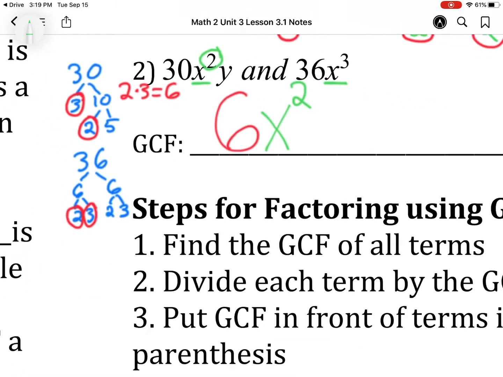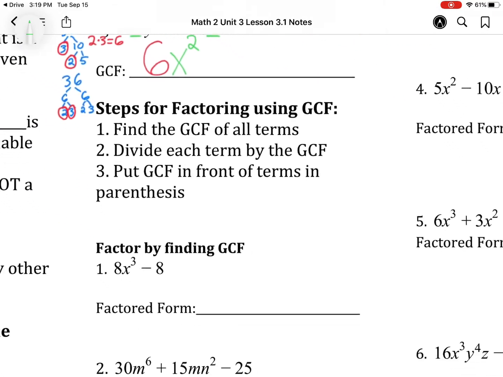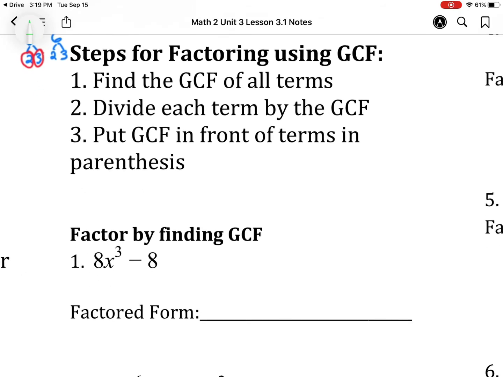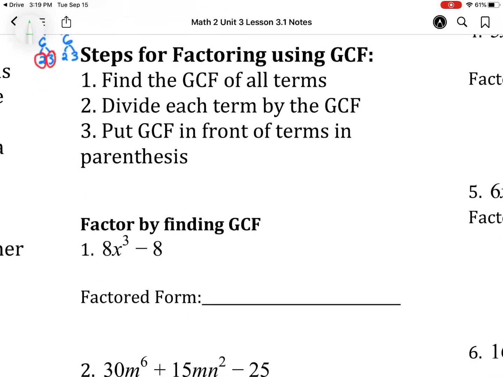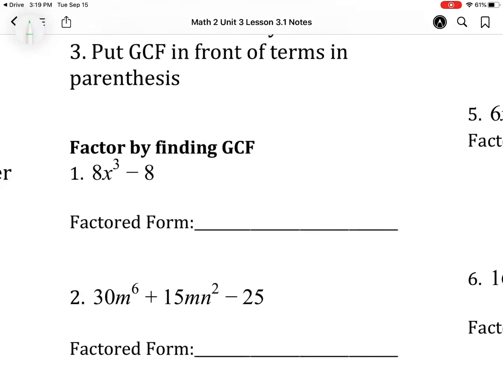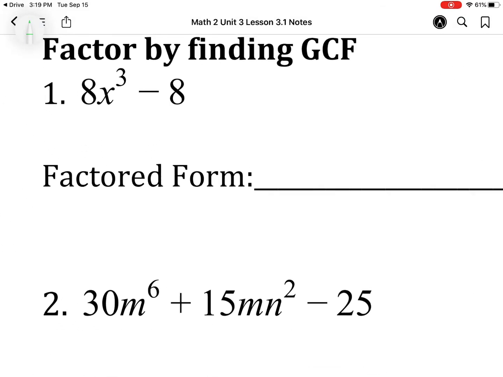Going on. So steps for factoring: find the GCF of all terms, divide each term by the GCF, and put the GCF in front of the terms in parentheses. So for example, number 1, we have 8 times x to the third. We also have negative 8.